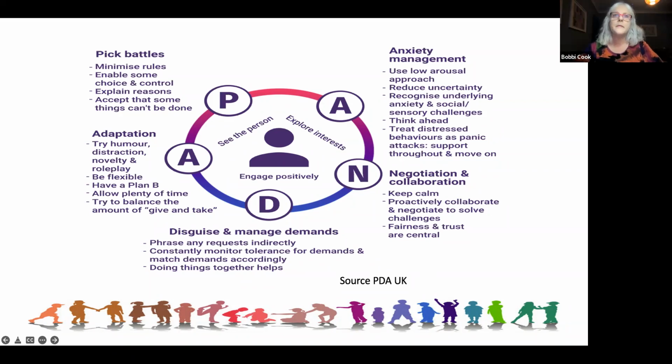Okay, there's just a couple of other things. What if they refuse all suggestions and negotiations and just choose brain breaks every single time? That is a communication to you that they truly are not coping.